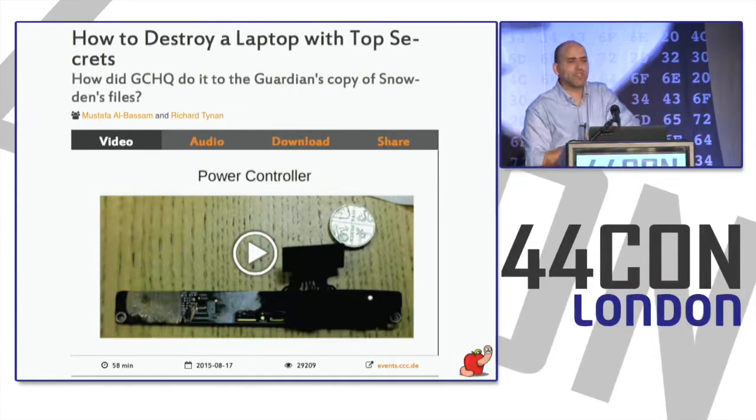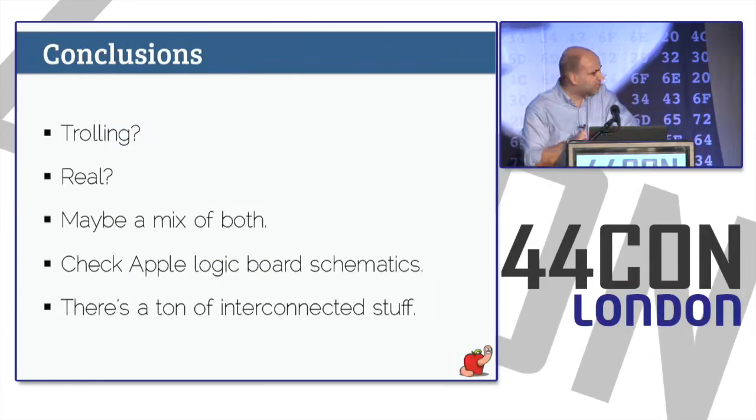There was a presentation at CCC Camp about this. So the question is, was GCHQ trolling everyone by destroying all the chips, saying, yeah, we are going to destroy them, because we are just making fun of you? Is this real? Probably is, because you've got, for example, the trackpad controller as an ARM32 or ARM16 CPU there. So you have a lot of CPUs in your machine that you have no idea about. It's probably a mix of both trolling and real.